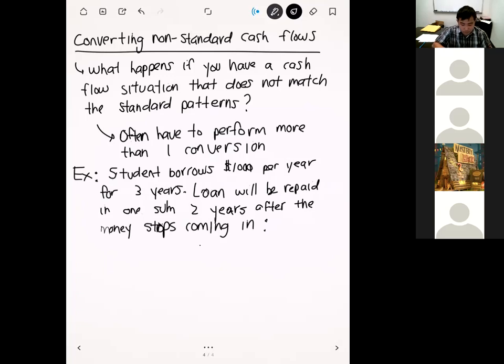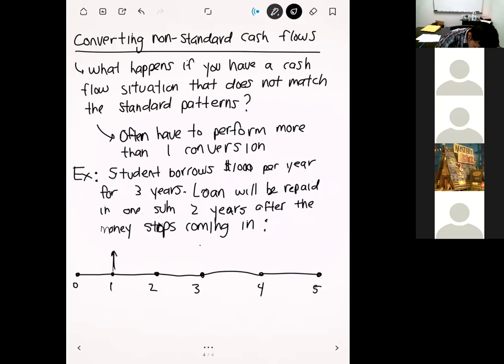Okay. And so if we draw a cash flow diagram, it's going to look like this. So you have 0, 1, 2, 3, 4, 5. And so this student is going to be receiving $1,000 per year for the first 3 years. So let's draw that as benefits, a recurring benefit. And so let's say each of these are $1,000.